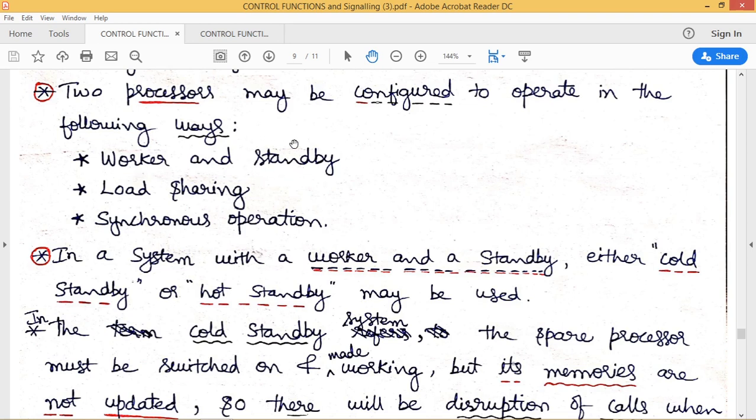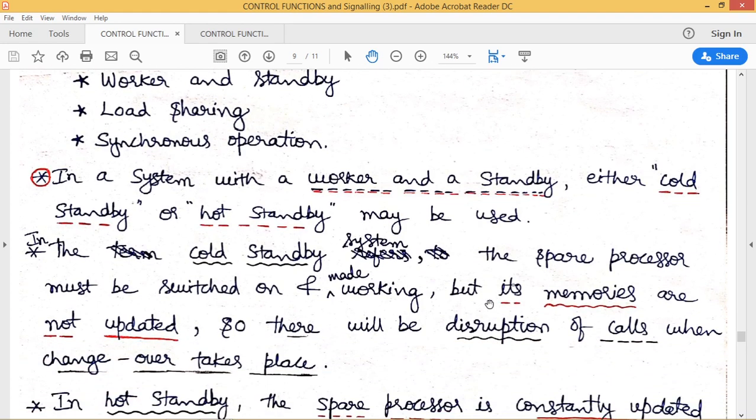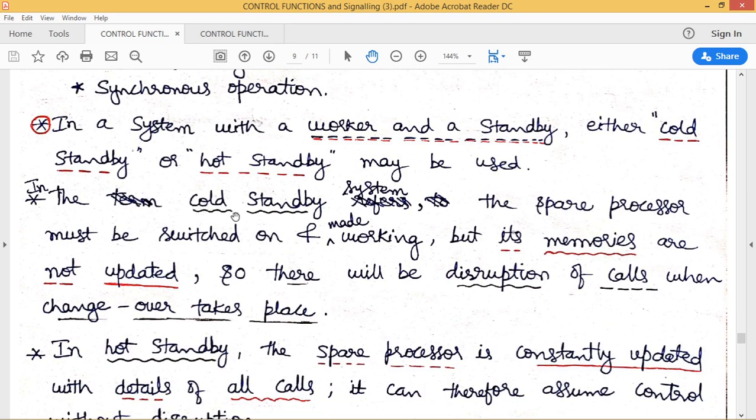With respect to the operation of the standby processor, we have two types, that is cold standby and hot standby. Any one of these two may be used in an SPC exchange. First let us consider cold standby. In this cold standby system, the spare processor, that is the second processor, must be switched on and made working, but its memories are not updated. Both processors have their own memories.